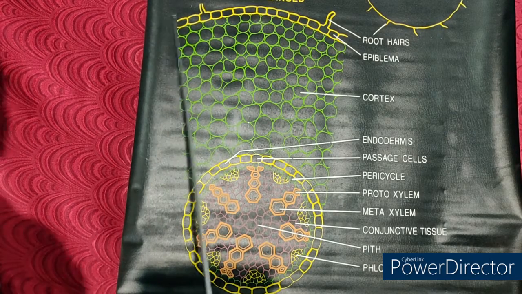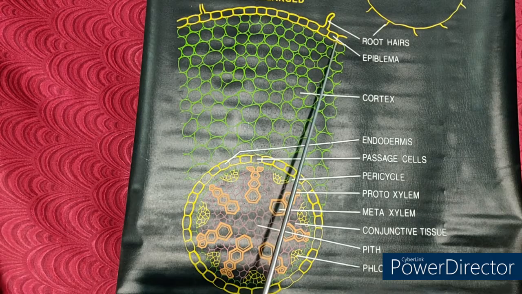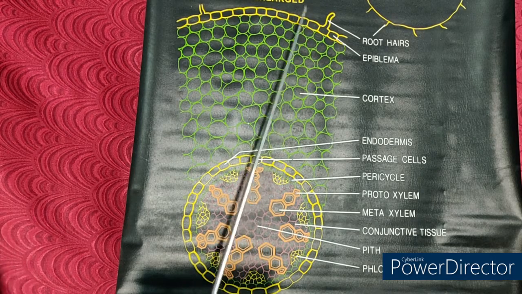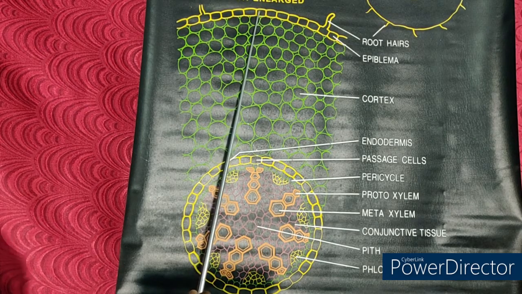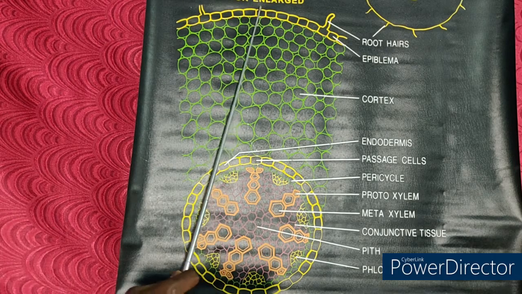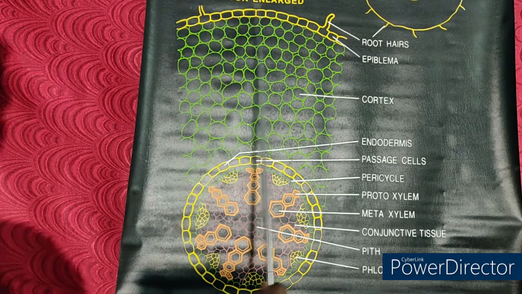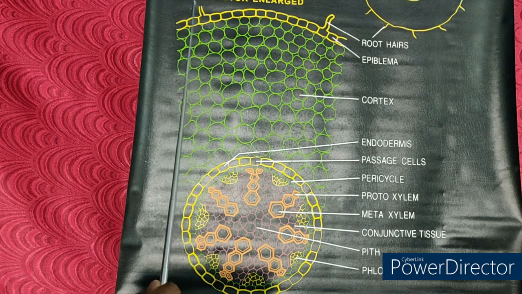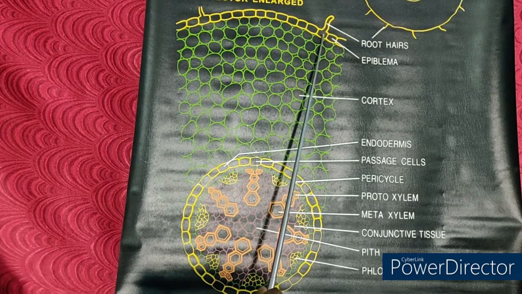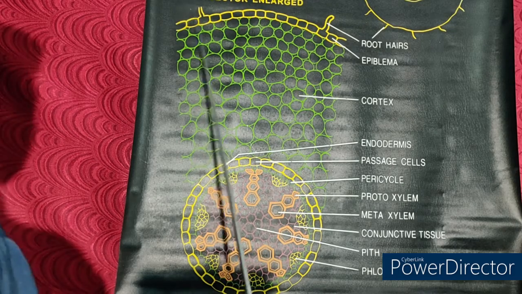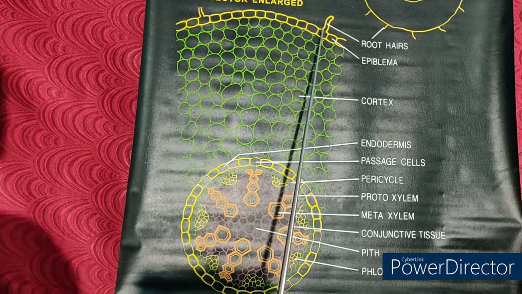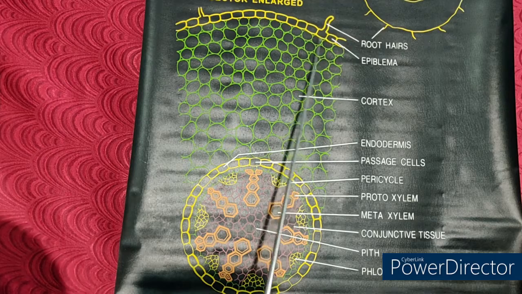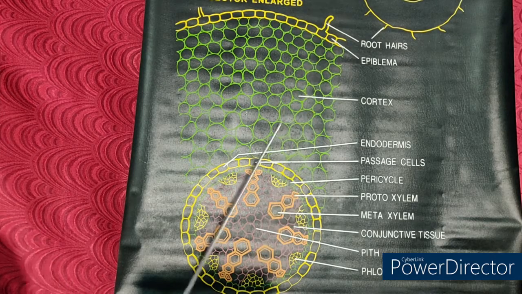Okay, so that is first, presence of epidermis. This epidermis is also known as rhizodermis or epiblema, or it is also known as piliferous layer. Okay, the outermost structure, epidermis. And absence of cuticle and stomata. And third one is they have unicellular root hairs. Okay, so can you find these root hairs which are unicellular in nature?